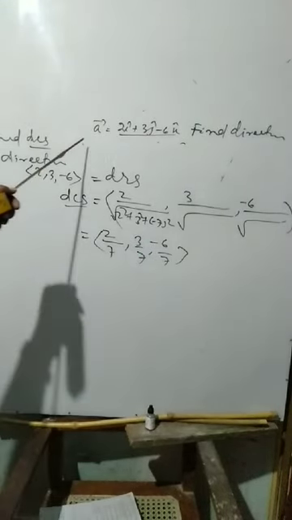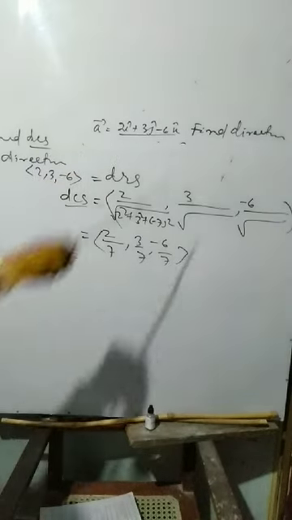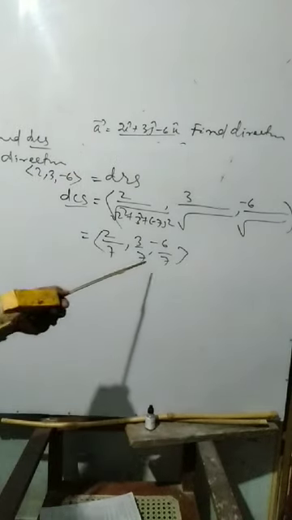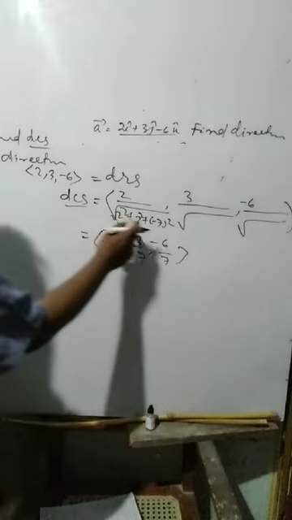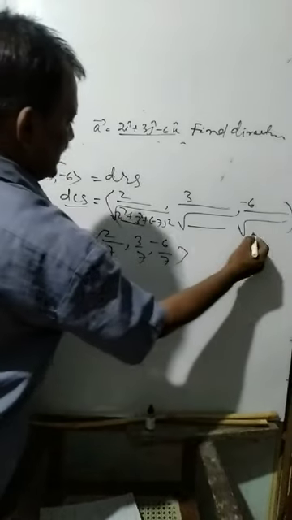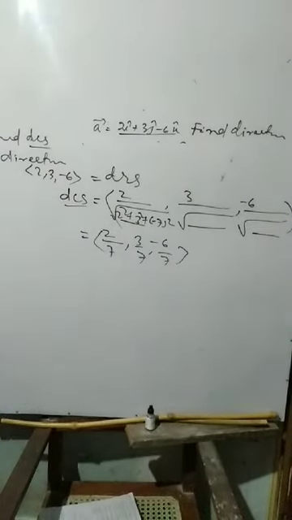So the DRs of the vector are 2, 3, minus 6 and these are the DCs. In this way you can find the DRs and DCs of any vector. Now we will discuss more problems related to the unit vector and DRs.